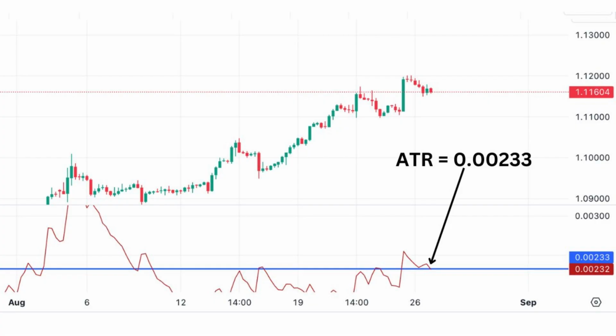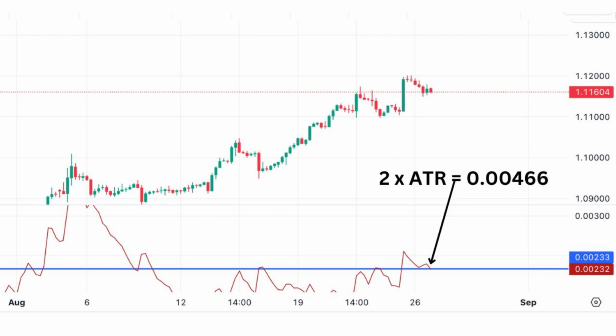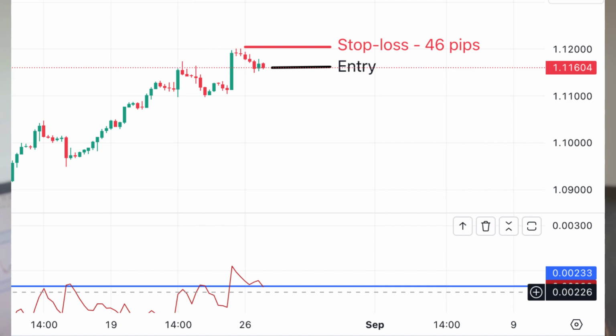For example, if the 14 period ATR on the EUR/USD daily chart is 0.0233, or 23.3 pips, you could place your stop at 2 times the ATR, or at 46 or 47 pips away from your entry if you went short here. I've also made a video on how to use the ATR to set your stop loss.